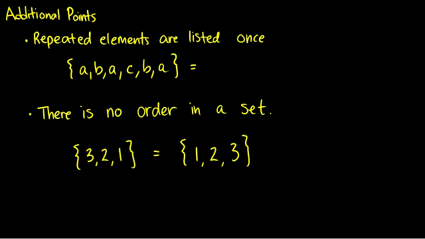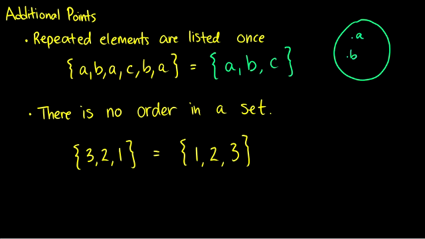Now there's some additional points to these sets, and that is that repeated elements are only listed once. So if we have a set {A, B, A, C, B, A}, even though A is repeated 3 times, we only write it once. B is repeated twice, we only write it once, and C appears once. So this set {A, B, A, C, B, A} is the same set as {A, B, C}, and they would both be drawn as circles with some element A, some element B, and some element C. In other words, we don't care about the number of these things in there. We don't care if there's 3 A's, we don't care if there's 2 B's. We just want to know what's inside our circle.